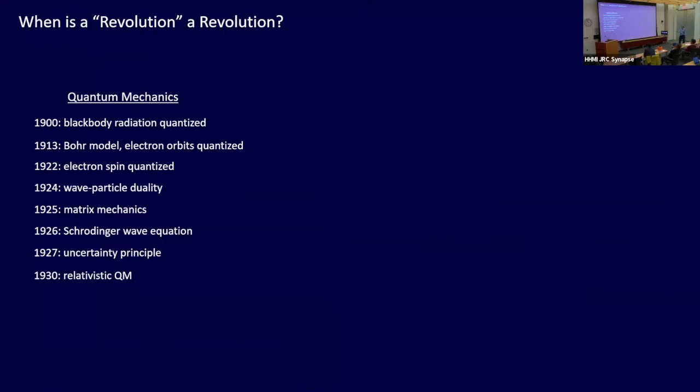So the last thing I'd like to say is there's been so much talk over how super resolution has been a revolution for biology and how light sheet is revolutionary. Well, when is a revolution a revolution? Let's look at quantum mechanics. From 1900 to 1930, you went from no knowledge, from Planck figuring out the radiation is quantized to Dirac coming up with the relativistic Schrodinger equation. And most of that work was in 20 years.